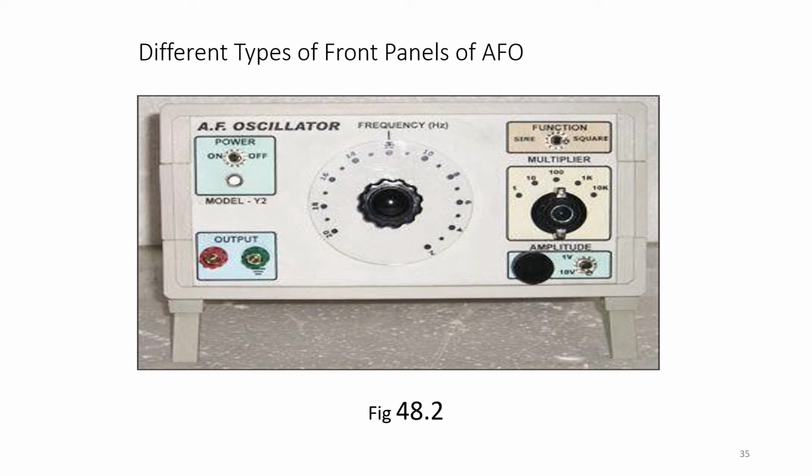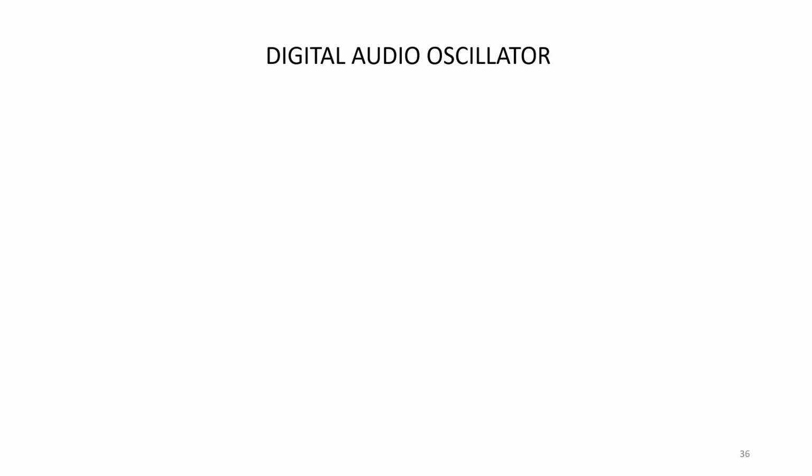Next is the function switch, that is to select the sine or square wave, and the multiplier for obtaining different frequencies. The knob position into the multiplier gives the frequency. Next is the amplitude control to obtain different amplitudes of the signal.